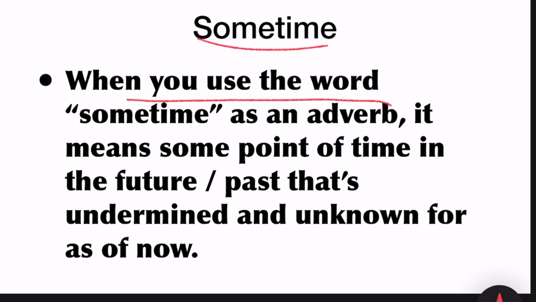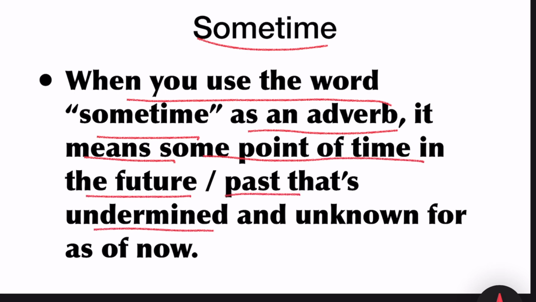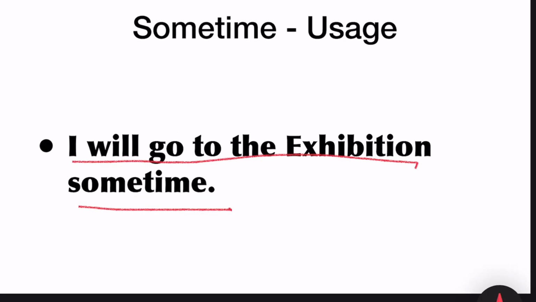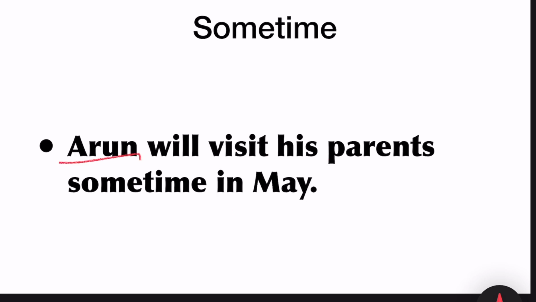Sometime. When you use the word sometime as an adverb, it means some point of time in the future or past that's undetermined and unknown as of now. Look at this example. I will go to the exhibition sometime. As of now, I don't know the time of my visit to the exhibition. Arun will visit his parents sometime in May. Here, the time is unknown, but it will occur around May.